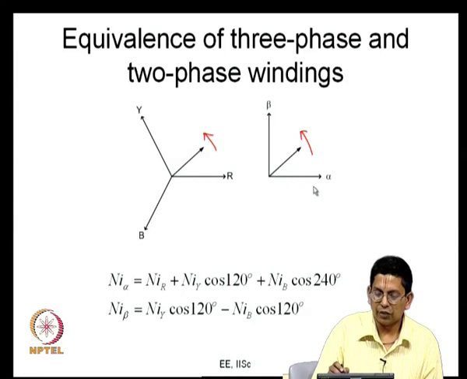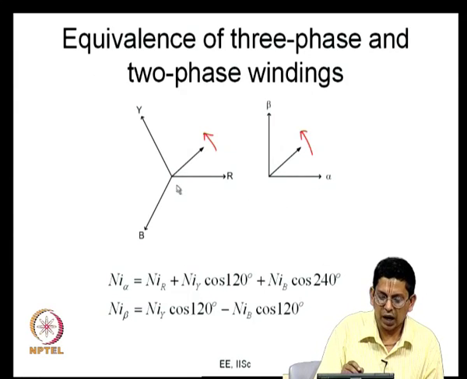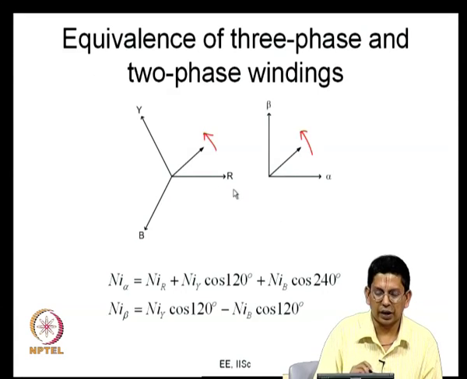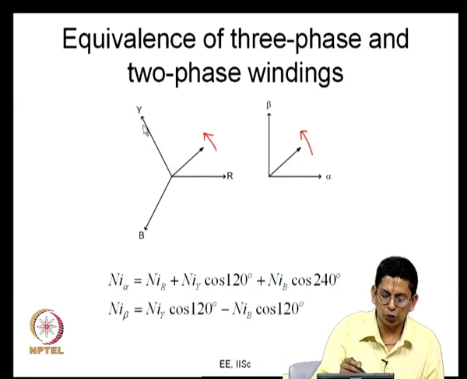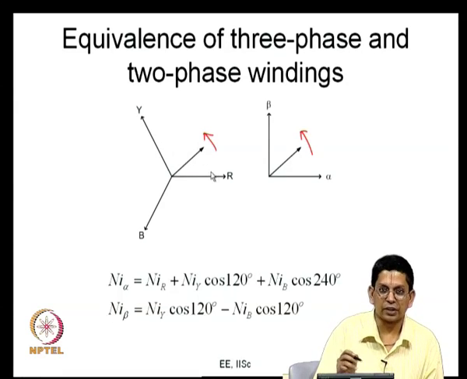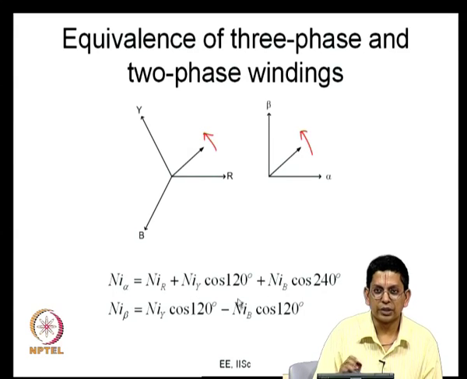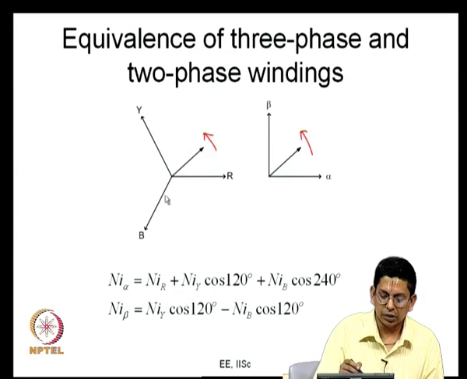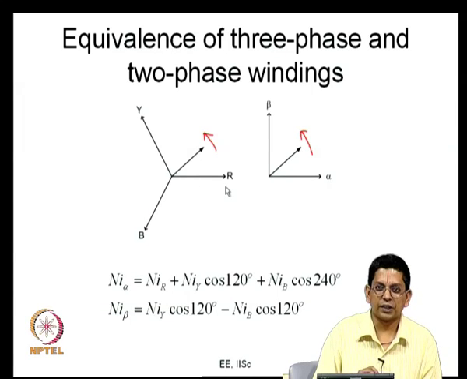So, n times I alpha should be equal to what? Now, the R phase is the one that produces the MMF entirely along the alpha axis. So, it is n times I R, and a component of the MMF produced by the Y phase is along the alpha axis, that is n I Y cos 120. Again, another component of the MMF produced by the B phase winding is along the R phase axis, or the alpha axis.